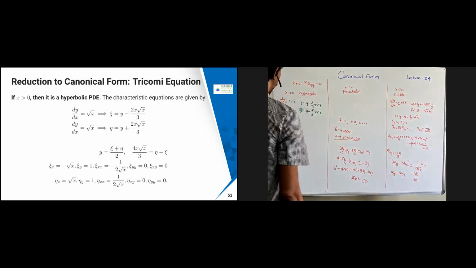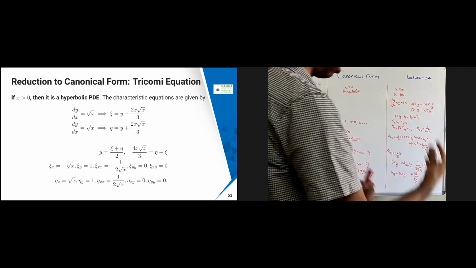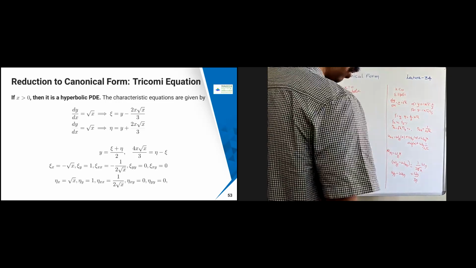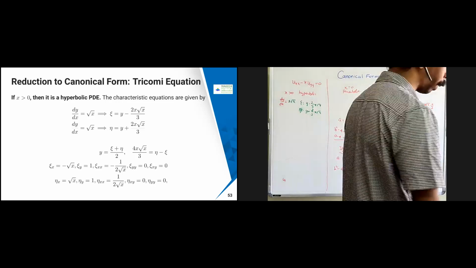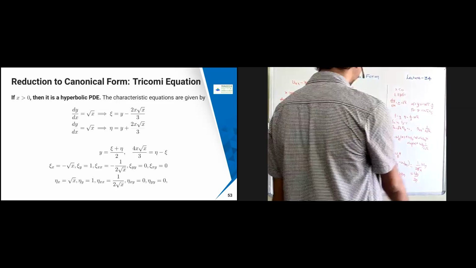Okay, you can just choose chi and eta interchangeably, so it doesn't matter. So again, you are going to get y equal to (chi plus eta) by 2, etc. Then you will get similar kinds of settings, like chi x equal to minus root x, etc. Same kind of things are going to come.